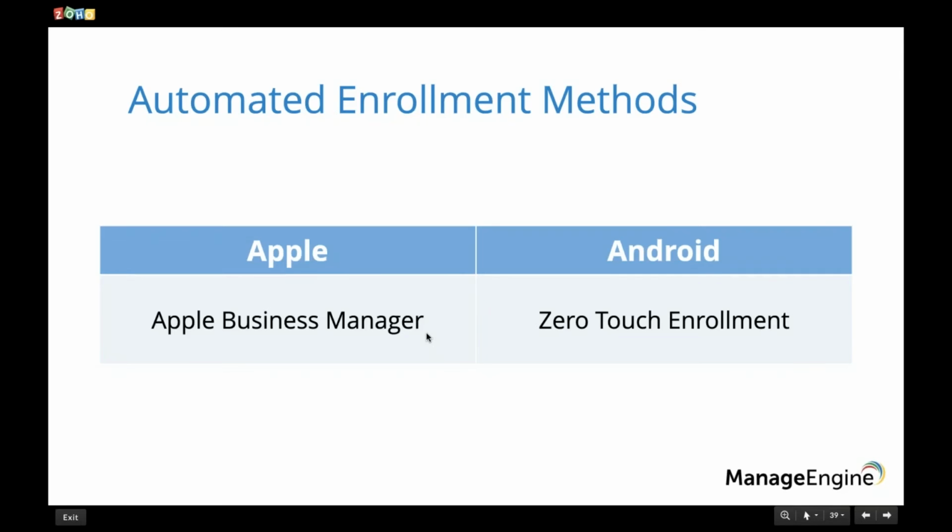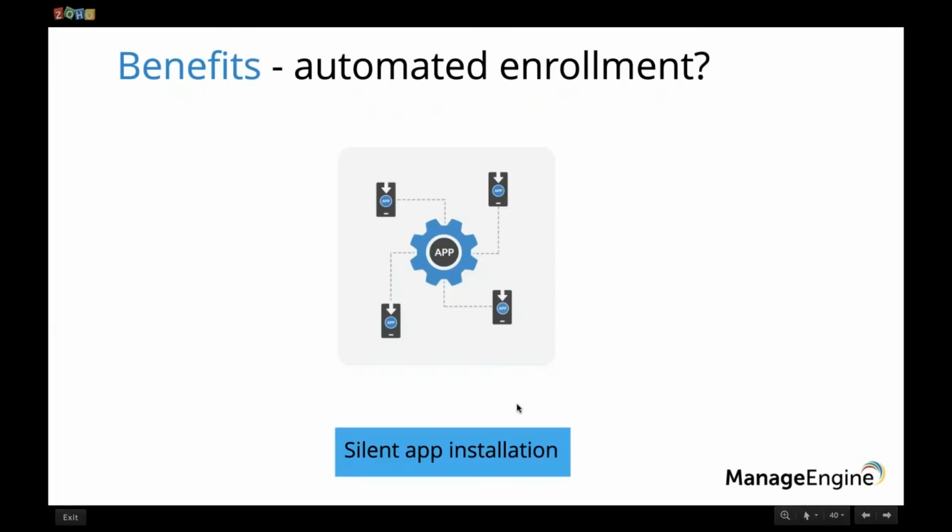So in case of Apple, I can utilize the Apple Business Manager. And in the case of Android, I can use the zero-touch enrollment to complete enrolling new devices with minimal user intervention and admin intervention. So what are the other benefits of using these automated enrollment?